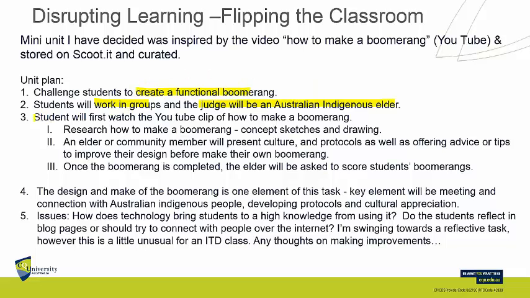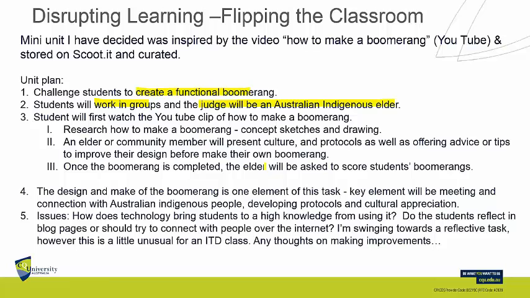How will it happen? Look, notice John's got his sequence here, and he's got 3 phases. 1, research on how to make a boomerang. 2, the elder will come and present something on the culture and protocols. And 3, once the boomerang is complete, the elder will be asked to score the students' boomerangs.